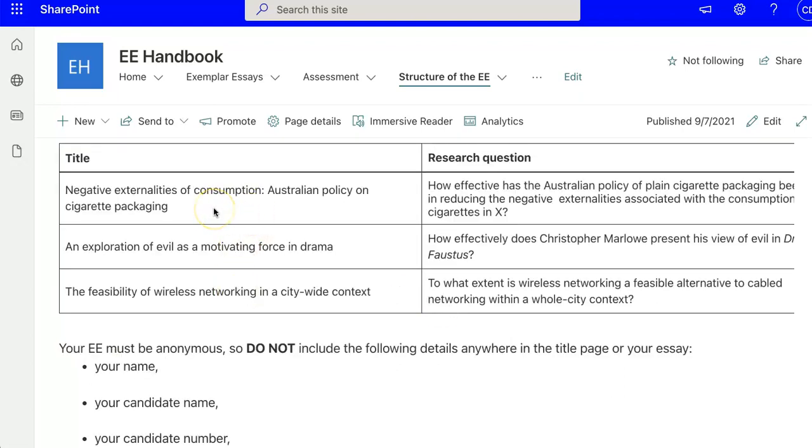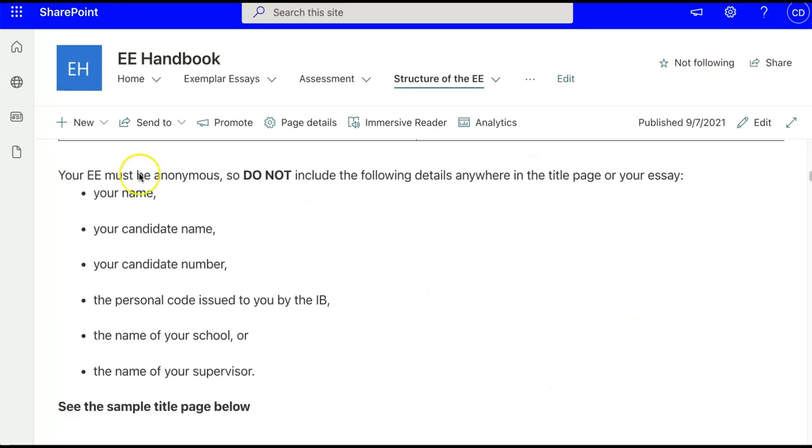Okay, before we look at the sample title page, let's look at some sample titles and research questions. So you can see, as I said, the title is just a summative statement, so a summary statement of what the essay is about, and the research question is what you're actually trying to answer, the question you're trying to answer.